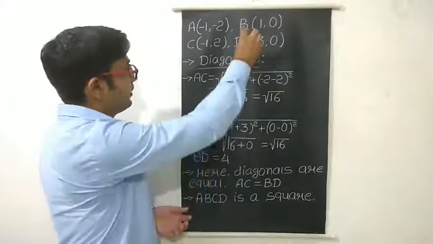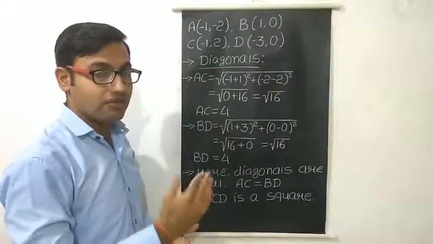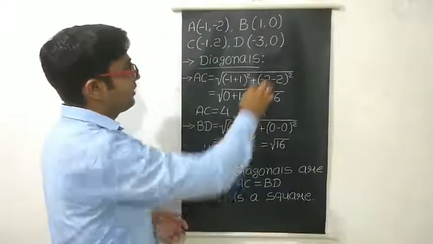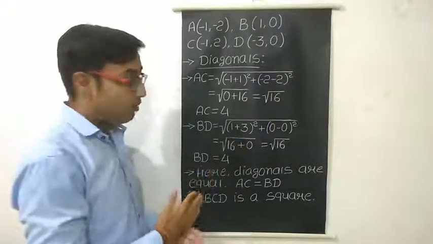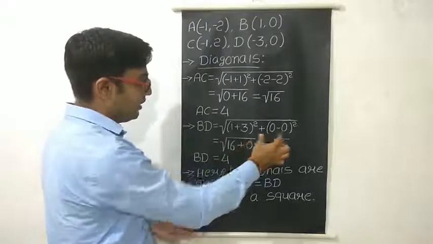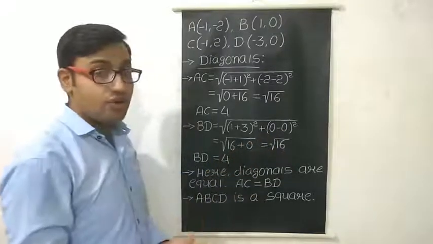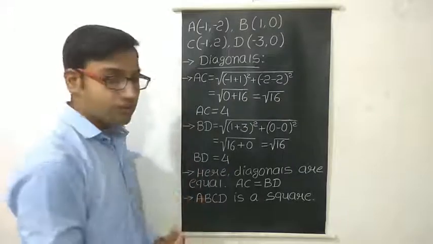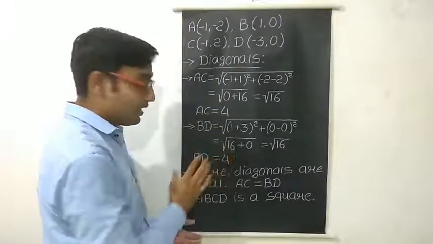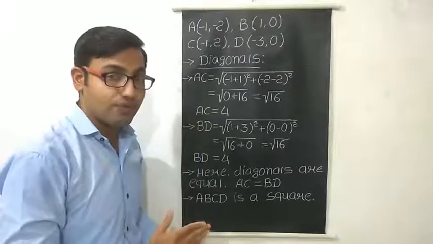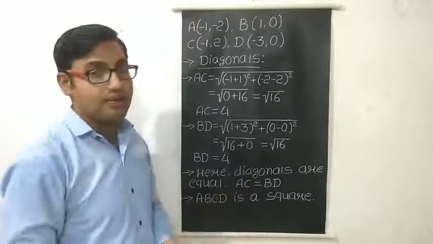Now BD. Under root of (1 minus (-3)), that is (1 + 3) whole square, plus (0 minus 0) whole square. So 3 plus 1 is again 4, and 4 square is 16. Here we get 0 for the second part. So the total value is under root 16, and the square root of 16 is again 4. So see, both the diagonals AC and BD get the same value. So here the diagonals AC and BD are equal.